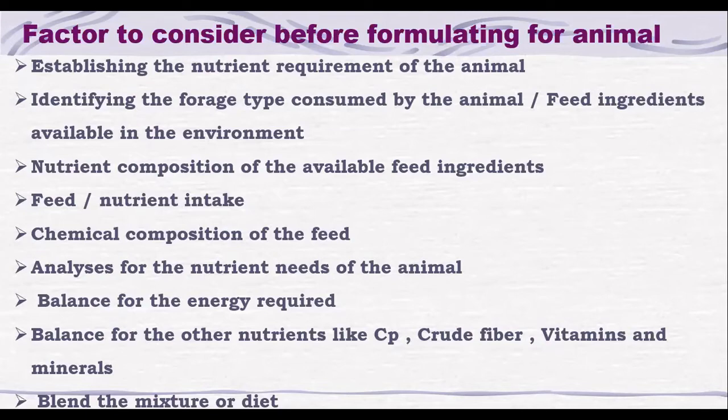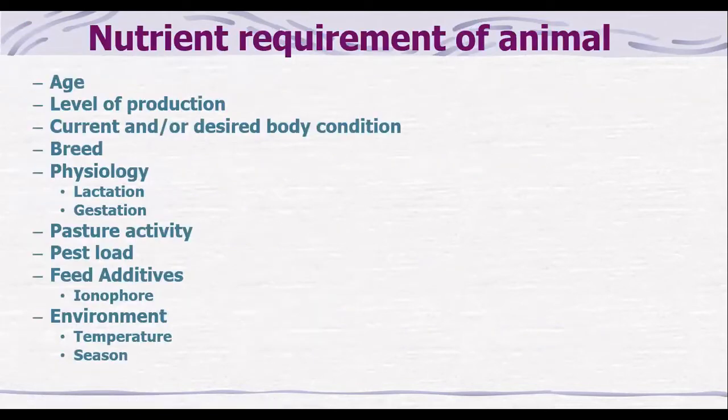Now, you have to balance for the energy requirements. You balance for the other protein, the CP, the crude fiber, the vitamins, and the minerals, because the calcium and phosphorus are also very important. Then you blend the mixture. Let's move to the example so that it will be very clear, because all these are just book.